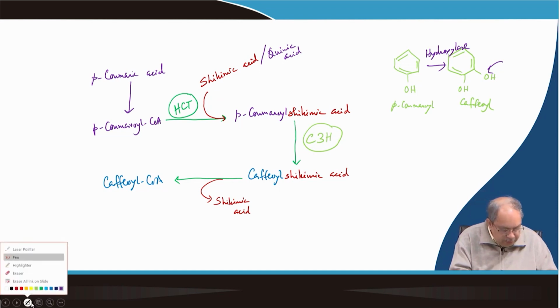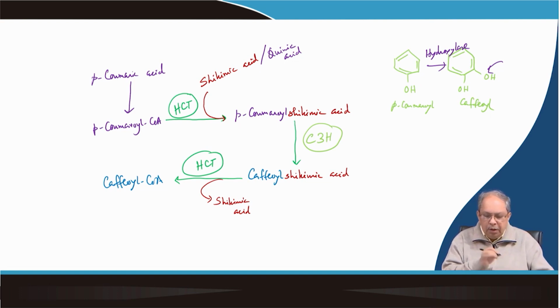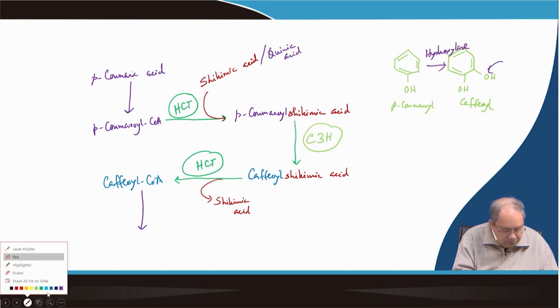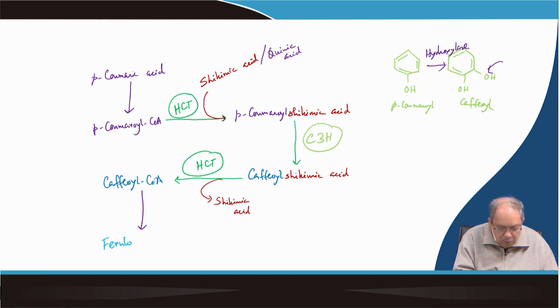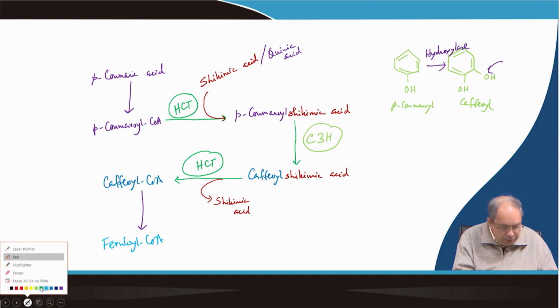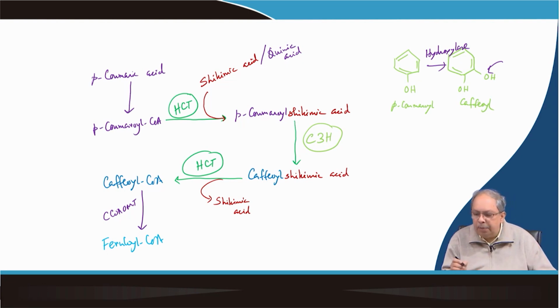And then finally again the HCT converts caffeoyl shikimate to caffeoyl CoA, and this caffeoyl CoA subsequently will be utilized by another enzyme leading to the formation of another important structure which is called feruloyl CoA. For that there will be a CCOMT enzyme, caffeoyl CoA O-methyltransferase, where this OH position will be replaced with a methoxy. So, that is why OMT is working here.